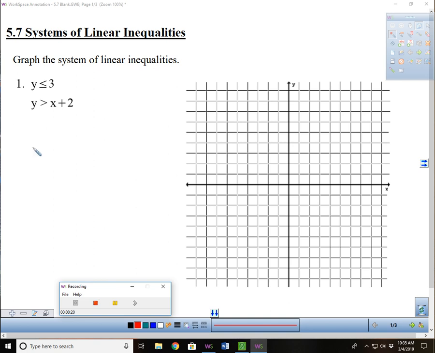So the first thing we're going to do is graph y is less than or equal to 3. So we don't have an x, which means this is a straight horizontal line. We're going to be shading below because y is less than or equal to 3. And then since we have the equal to, we will have a solid line.